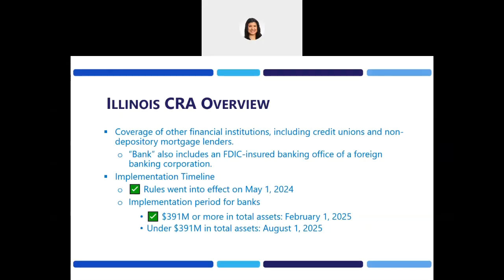And the implementation period for banks started on February 1st, 2025 for banks with total assets of $391 million or greater. For all banks with total assets under $391 million, this will not take effect until August 1st, 2025. The asset size is based on your year-end call report.